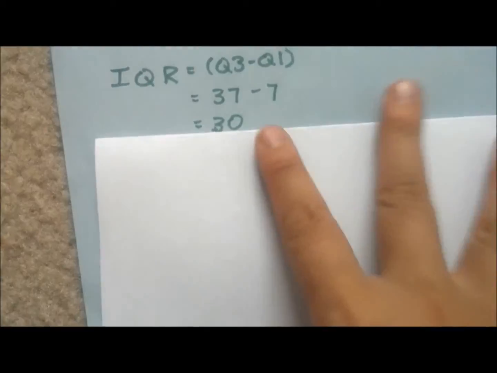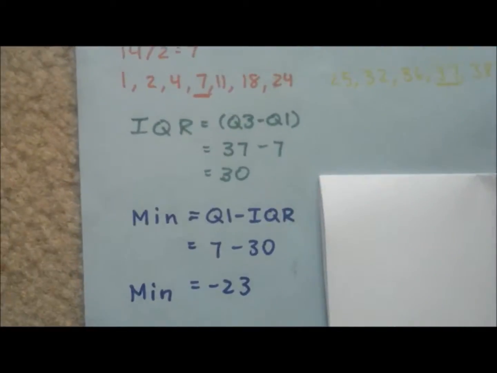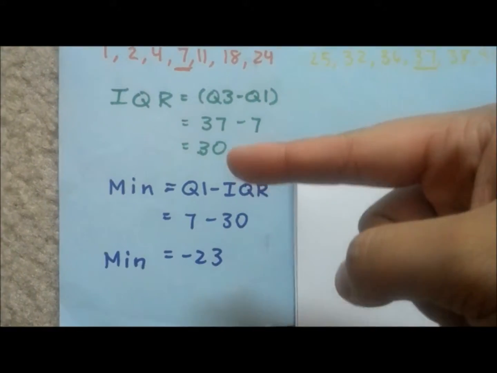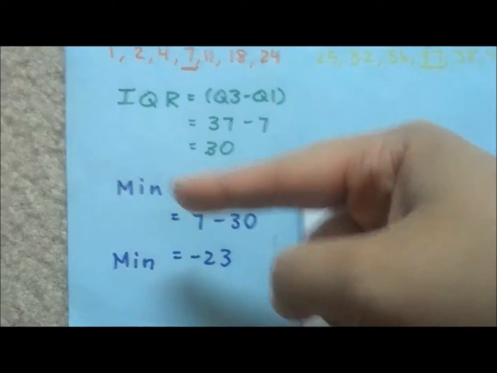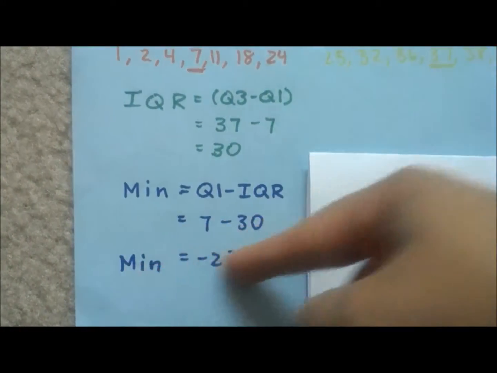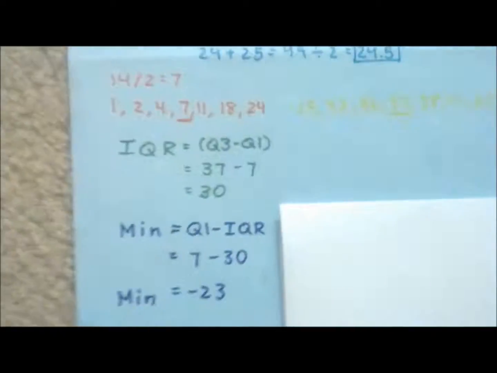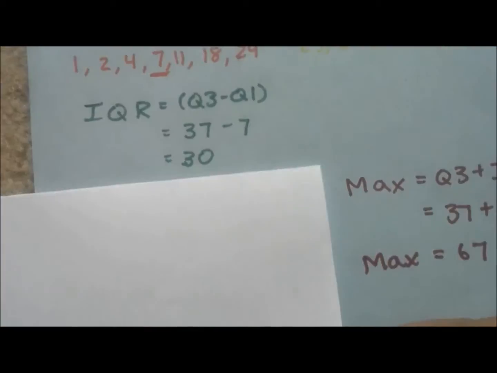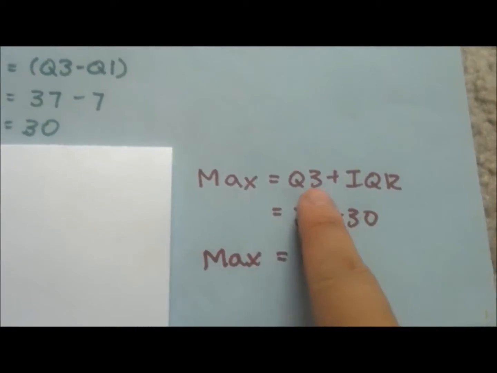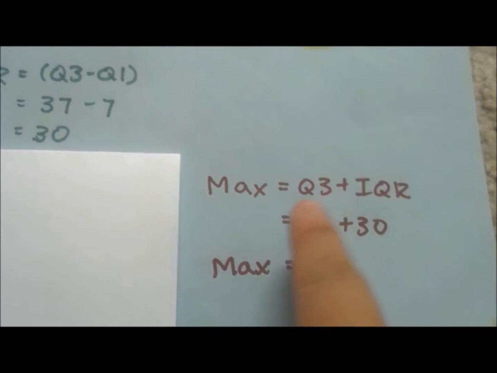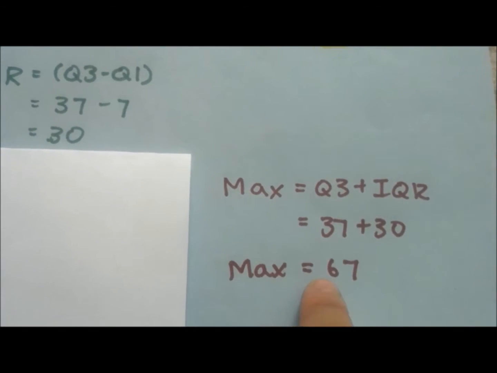Now you keep going, and to find the minimum and the maximum, to find the minimum, you have to use this equation, Q1 minus IQR. So that's 7 minus 30, which means the minimum is negative 23. And next we have the maximum, which is Q3 plus IQR, which is 37 plus 30, which means the maximum is 67.